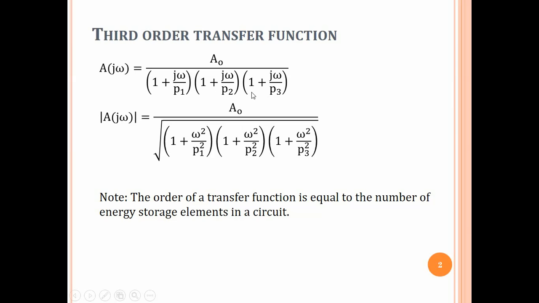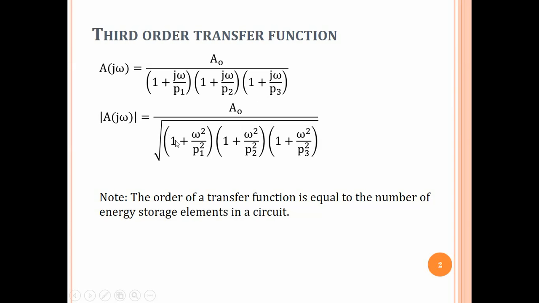So here the denominator has an omega cubed, which is a third order, therefore this is called a third order function. And the order of a transfer function of an electronic circuit gets decided by the number of energy storage elements in that circuit. So third order function indicates that there must be three independent energy storage elements in that circuit. Alright, so we want to draw the Bode plot, the magnitude Bode plot of this transfer function.